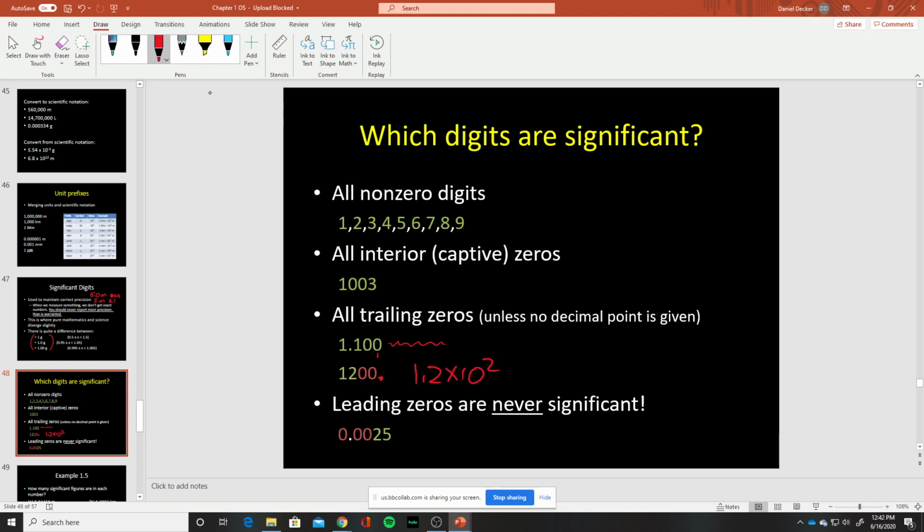So those zeros are only there to tell you where the decimal point is. They're not actually conveying precision. They're not actually saying that I know it's exactly 1200. Because if we knew it was exactly 1200, we could write it like this.